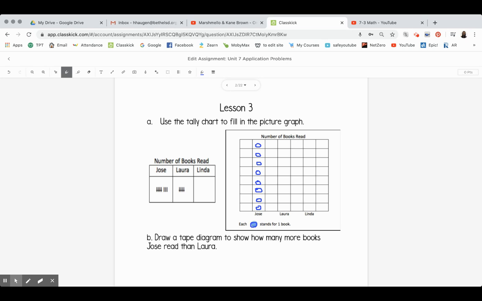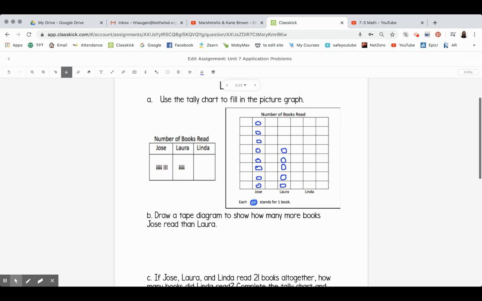When we look at Laura, Laura has 5 books that she's read. So we will give Laura 5 circles in her column. And Linda, oh Linda did not read this week, so she does not have any tallies, therefore she does not get any circles in her graph. So we leave her blank, okay? So that's A, using the tally chart to fill in the picture graph.